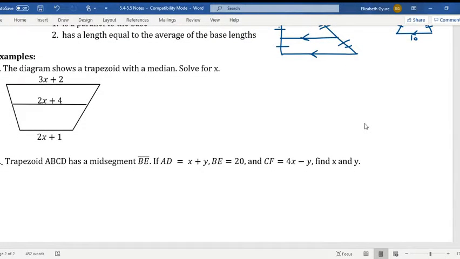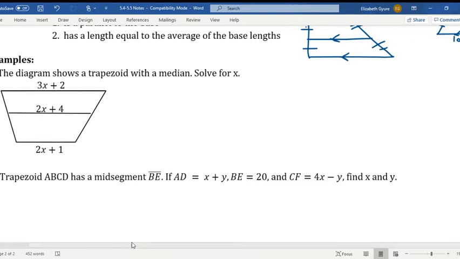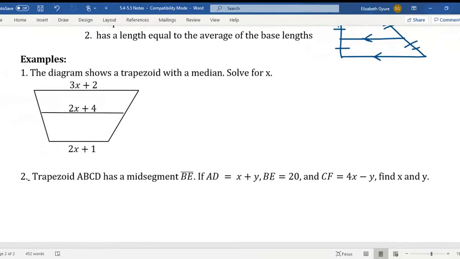The diagram shows a trapezoid with a median. Solve for x. So this, I trust that if it's just whole numbers, we can figure it out, right? So that's why I wanted to make sure I gave you guys one with some expressions. We got to do a little bit more algebra with this. So in this trapezoid, here is your median, right? It's this segment in the middle here. So my theorem tells me that the mid-segment or the median is half of the sum of the two bases. It's the average of the two bases.